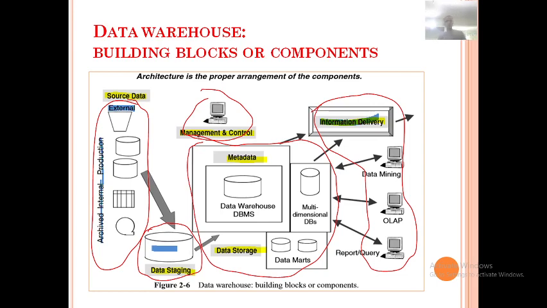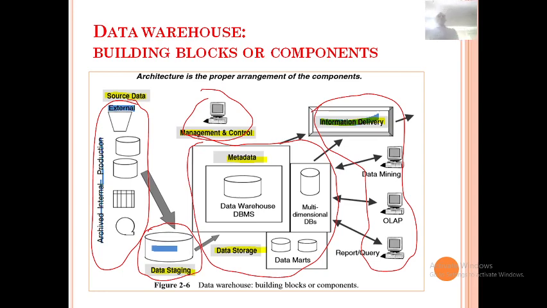In the previous class, we were discussing the building blocks or components of a data warehouse. Which are those? First one is source data, second one is data staging, third one is data storage, and from there metadata and the information delivery system. Above all these things, we have the management and control system.